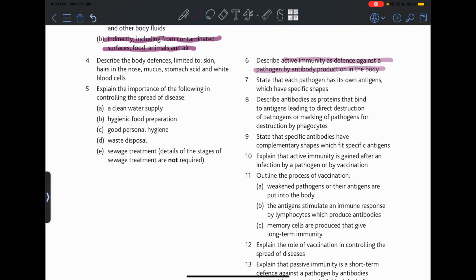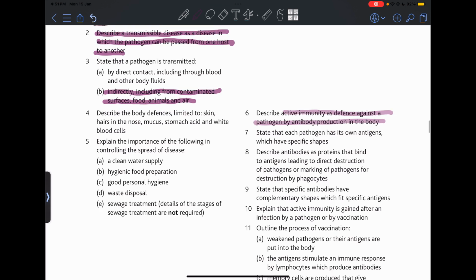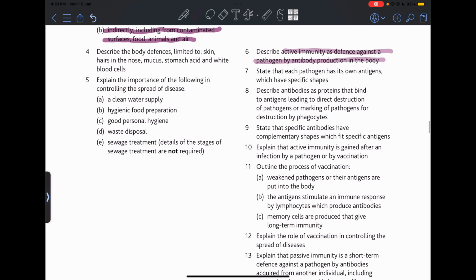State that each pathogen has its own antigens, which have specific shapes. So this is similar to the enzymes, it's the same concept. They have their own different shapes that only bind with specific antibodies. Now, describe antibodies as proteins that bind to antigens, leading to direct destruction of pathogens or marking of pathogens for destruction by phagocytes. Number 9, state that specific antibodies have complementary shapes which fit specific antigens.